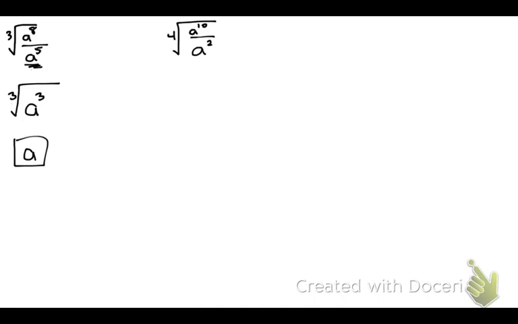If we look at the next problem, we have the 4th root of a to the 10th over a squared. Again, this one's nice because it'll simplify inside. A to the 10th over a squared is a to the 8th. And the 4th root of that, by the Orndorff rule, would just be a squared. 4 goes into 8 twice with none left over.